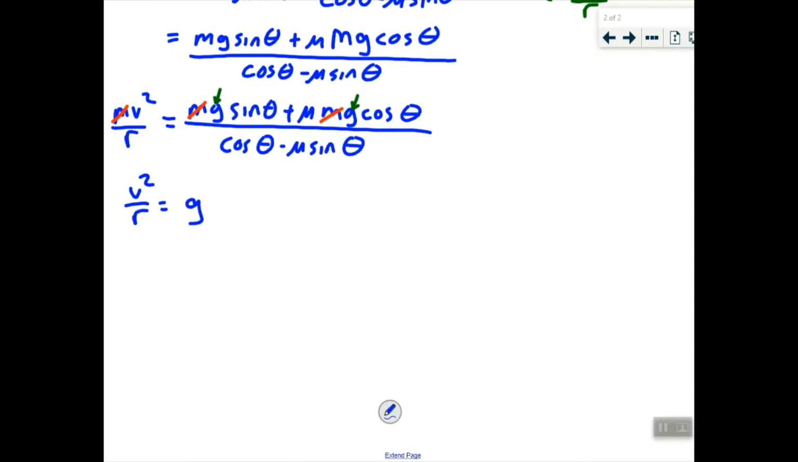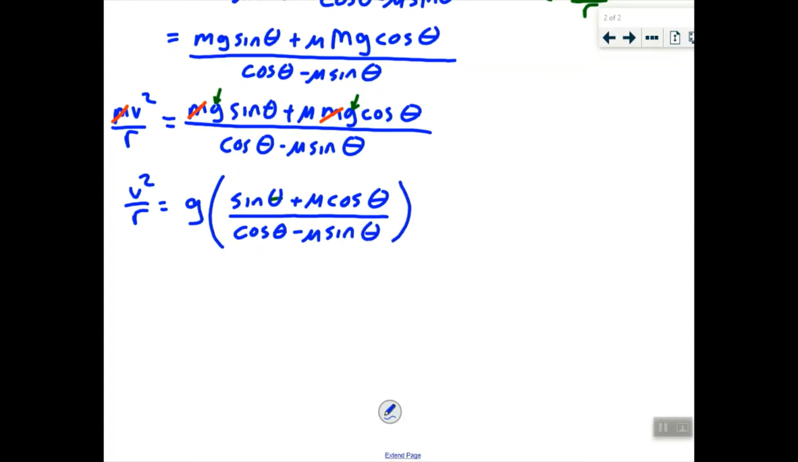Just a second while I look at my work here. I feel like I've got a minus sign in my answer down here that I shouldn't have. Yeah, I switched the plus to a minus, but I won't do it here. Sine theta plus mu cos theta, divided by cos theta minus mu sine theta.